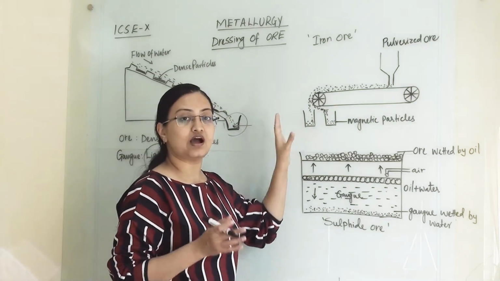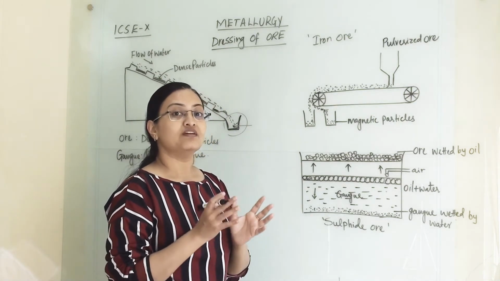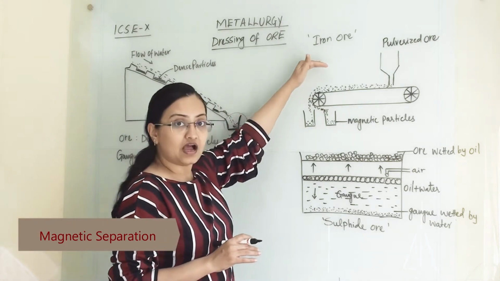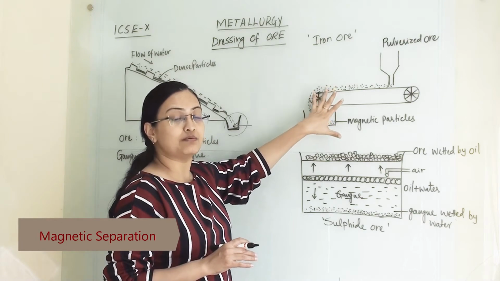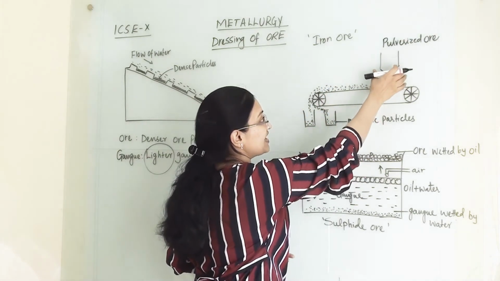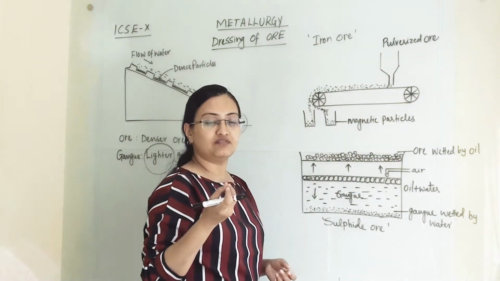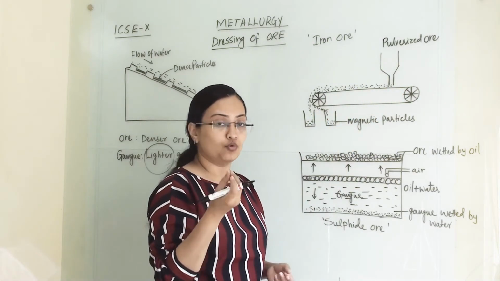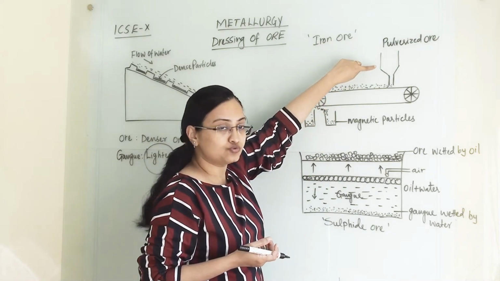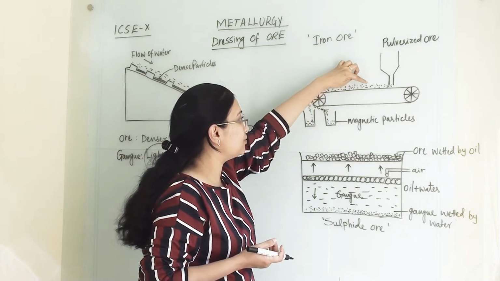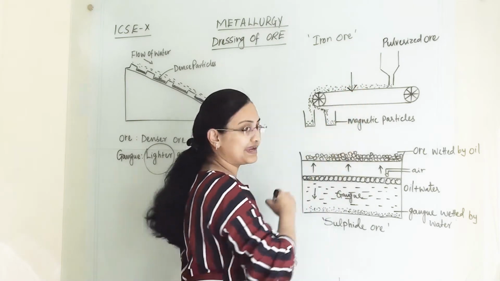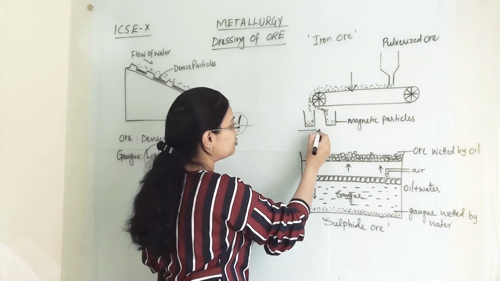Second method: how can we concentrate an ore which has iron particles in it? Basically, iron ore we separate through magnetic separation. In this we put in a pulverized ore. What is the meaning of pulverized ore? Fine particles of ore are known as pulverized ore. We add that into this, and the ore particles will go onto this conveyor belt. This conveyor belt is magnetic. Here we are keeping two vessels.